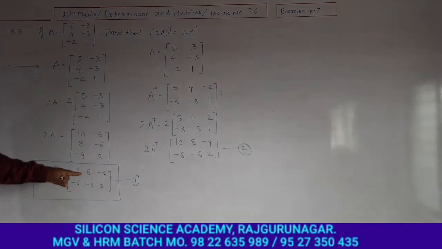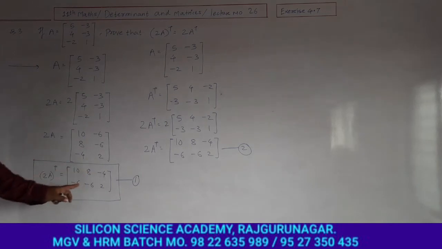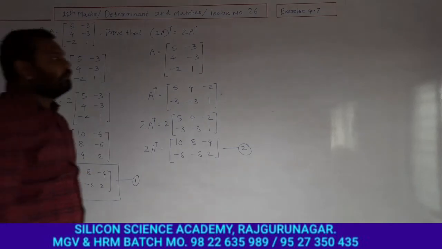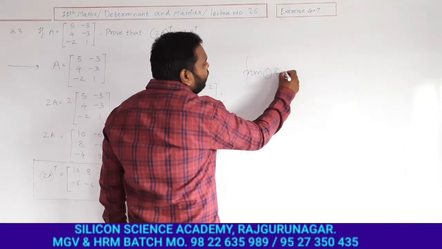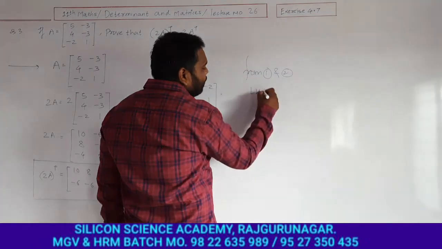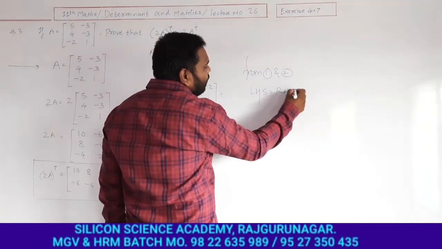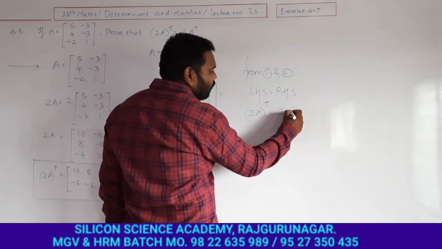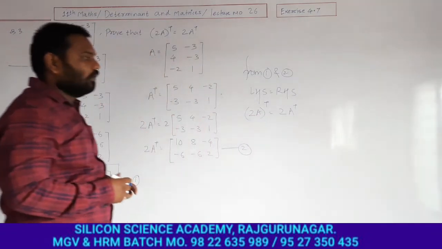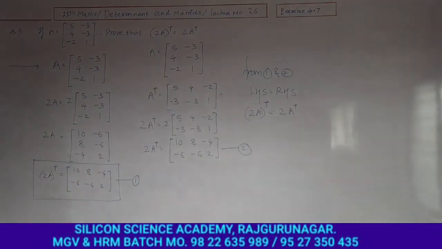From 1 and 2, 10 8 minus 4 minus 6 minus 6 2. This LHS is equal to RHS. That is 2a bracket transpose is equal to 2 into A transpose. This is easiest. काय होतं अतिशय सोपं एक्झाम्पल.